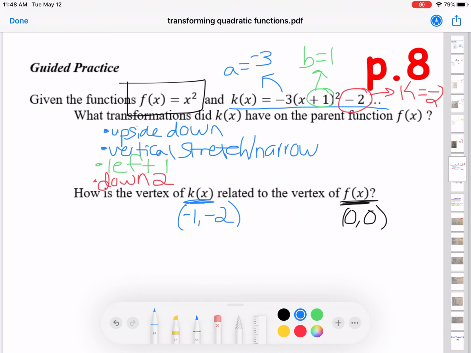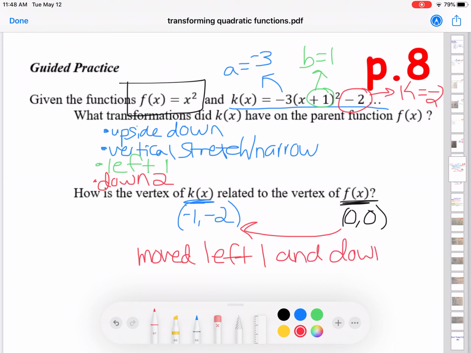So how are those two vertex related? From our original function 0, 0, into the new vertex of -1, -2, the vertex was moved left 1 unit, and it was also moved down 2 units. So you'll notice that the left or right and up and down shifts also move the vertex. So in this case, our vertex was moved left 1 unit and down 2 units.